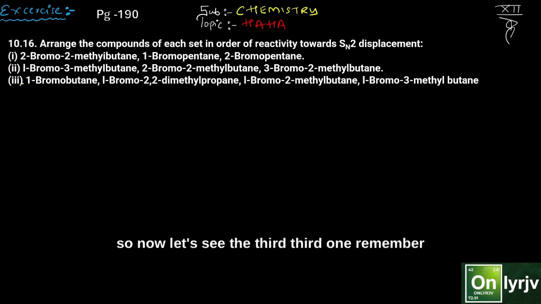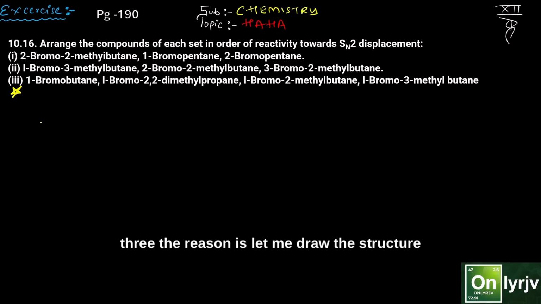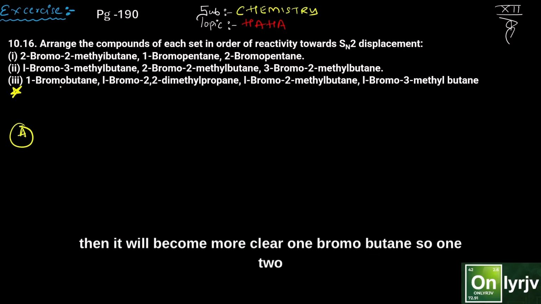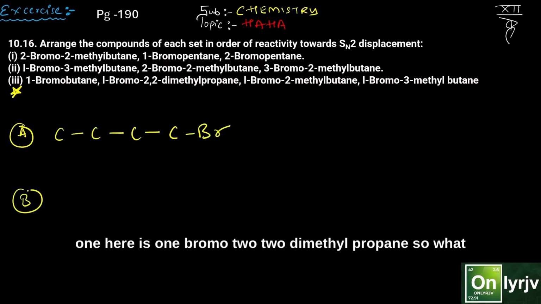Okay, so now let's see the third one. Remember, the third one is the most important question out of all these three. The reason is, let me draw the structure, then it will become more clear. 1 bromobutane. So 1, 2, 3, 4, and bromine here. Okay. D here is 1 bromo 2,2 dimethyl propane.